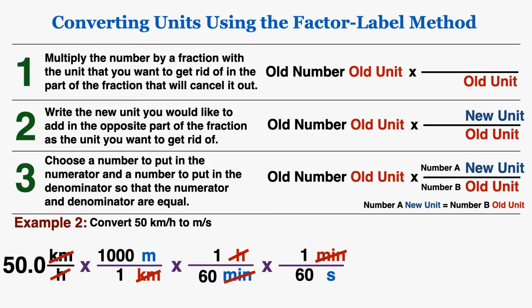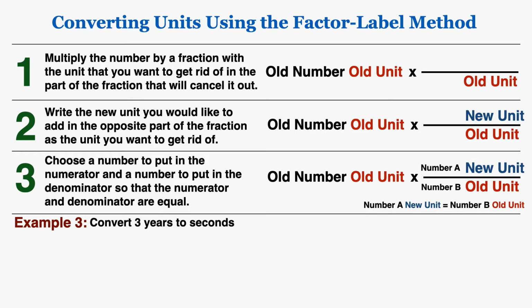So 50 kilometers per hour is equal to 50 times 1,000 over 1 times 1 over 60 times 1 over 60 meters per second, which is equal to 13.9 meters per second. So if you have multiple units that you need to convert, you just focus on converting one unit at a time. Example number 3 says convert 3 years to seconds.